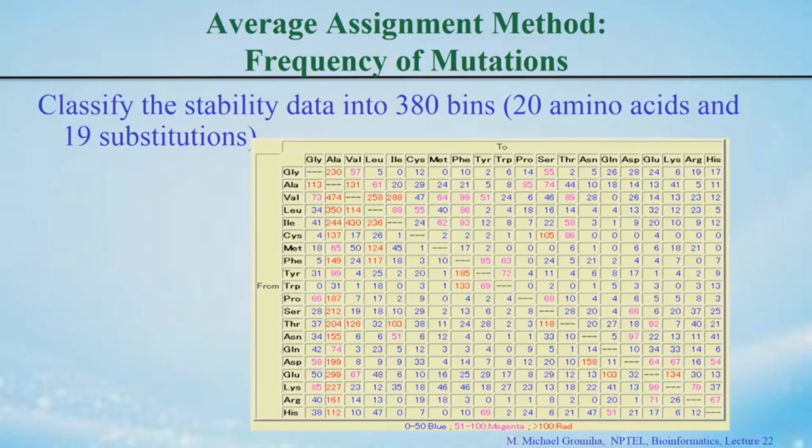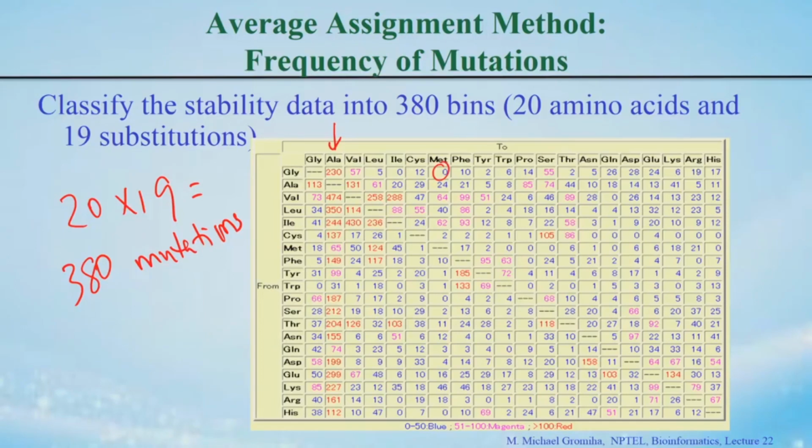How many data are in this matrix? Usually we get 20 times 19, which is equal to 380 mutations. As I discussed earlier, all the mutations are not uniform. In some cases we have more data, in some cases less, depending upon the mutant type. Mainly alanine mutations have more data, and other mutations, for example glycine to methionine, have 0.